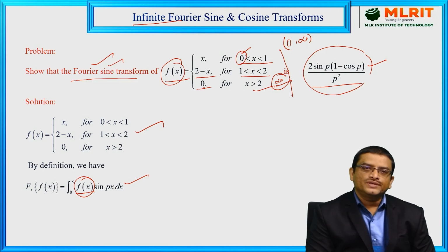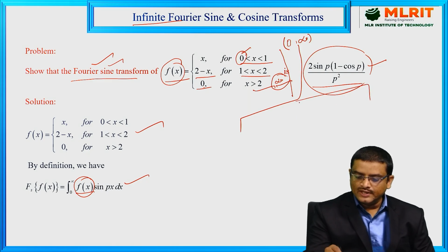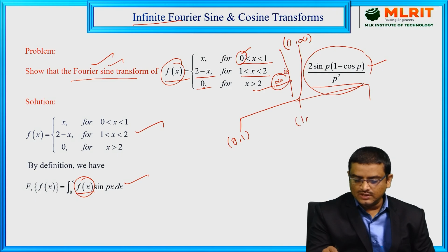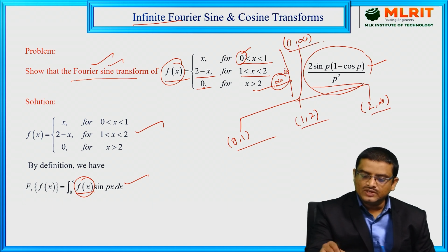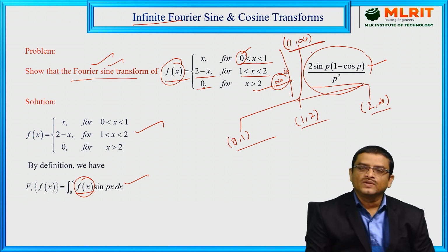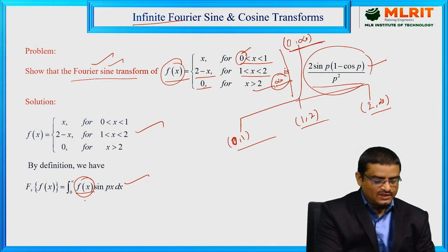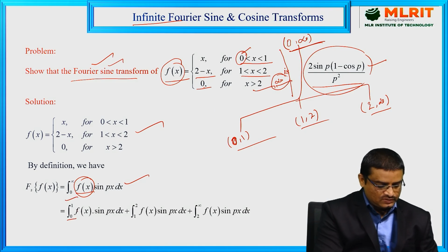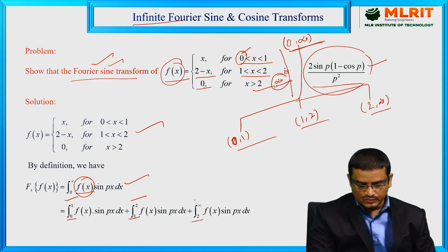Now what we have to do is divide this interval into sub-intervals: one is 0 comma 1, the next is 1 comma 2, and the next is 2 comma infinity. So these are the three sub-intervals we have to consider in the interval 0 comma infinity. According to this, we are going to divide the integral: one is 0 to 1, the second is 1 to 2, and the third is 2 to infinity.